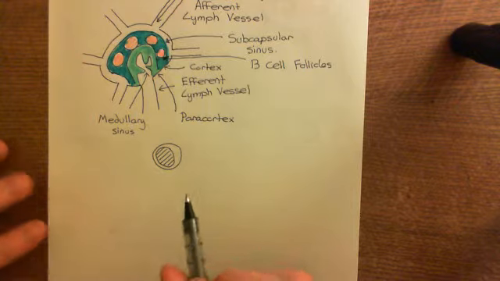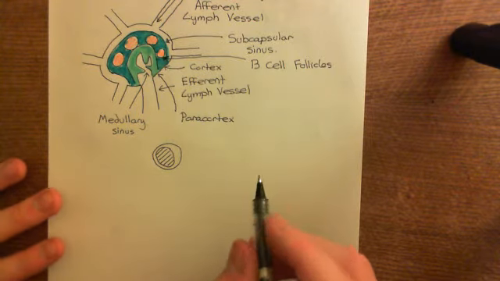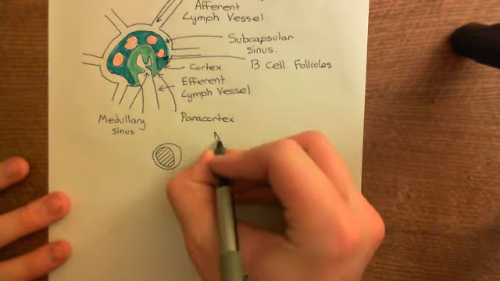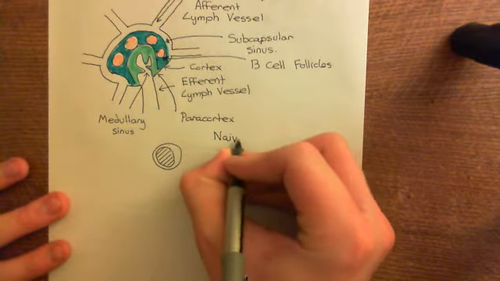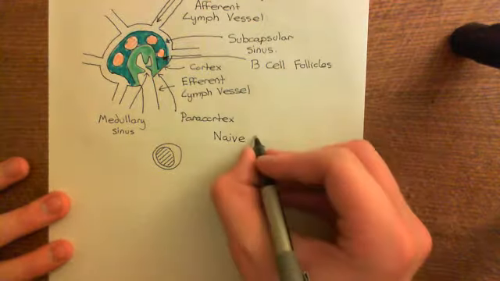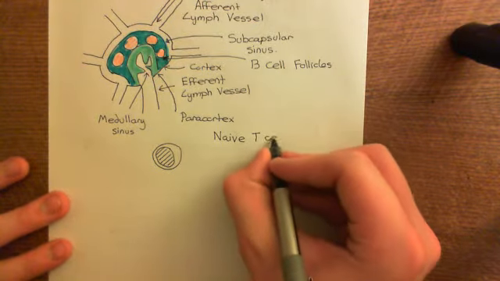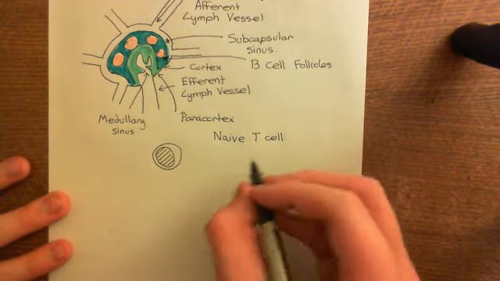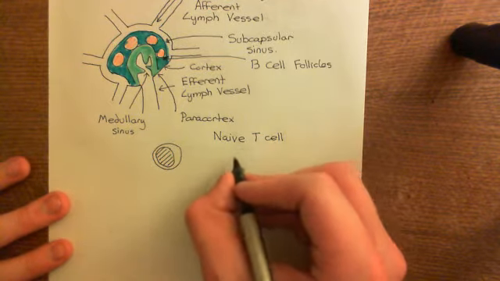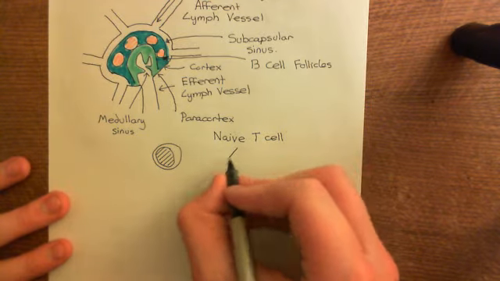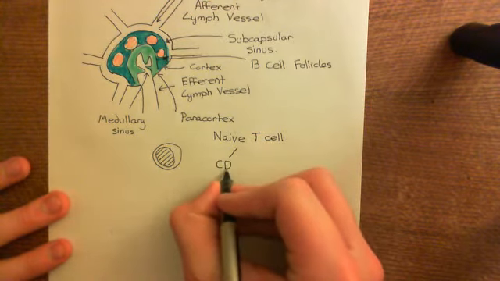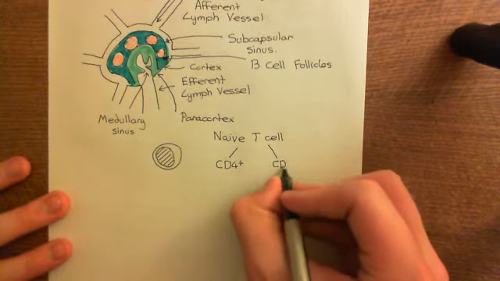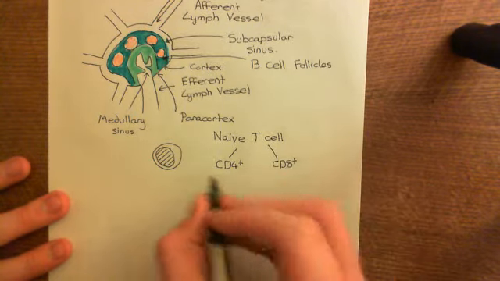Okay, so there are two main types of T cell. Naive T cell is what we're talking about now. The types of T cell that are mainly within the cortex and the paracortex are naive T cells. There will be some memory T cells, but we'll come to those later. There are two distinct populations of naive T cells: CD4 positive naive T cells, and CD8 positive naive T cells.